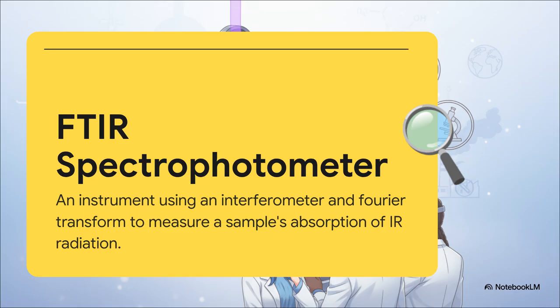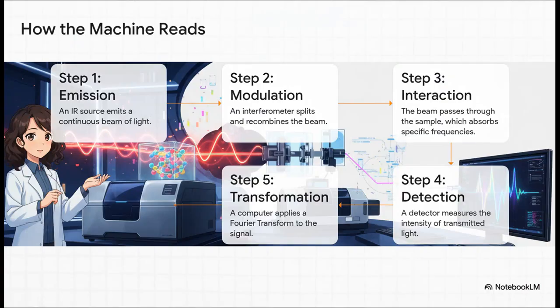First, something called an interferometer, which does this clever trick with the infrared light. And second, a bit of math magic called a Fourier transform, which decodes everything at the end. Putting these two together lets the machine measure all the vibrations at the exact same time, which makes it incredibly fast and incredibly precise. So here's a quick tour of what happens inside. First, a light source shoots out an infrared beam. That beam then goes into the interferometer, which gets it ready.